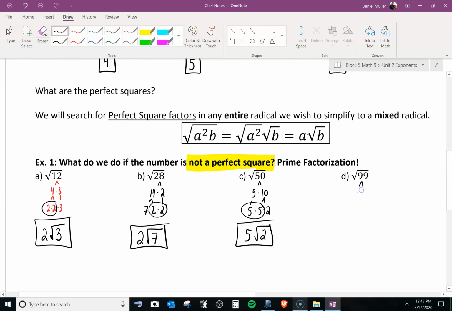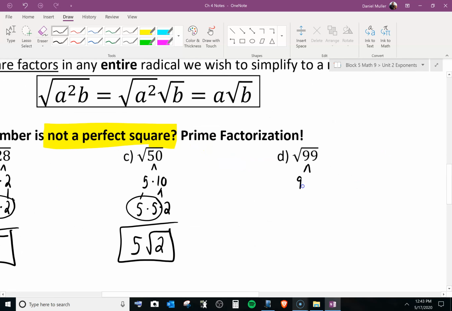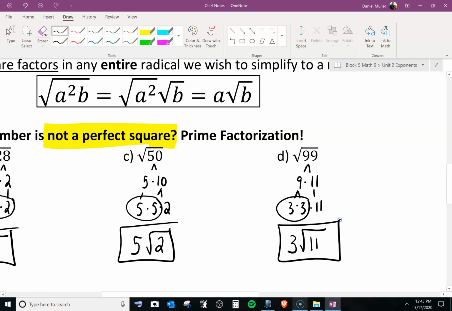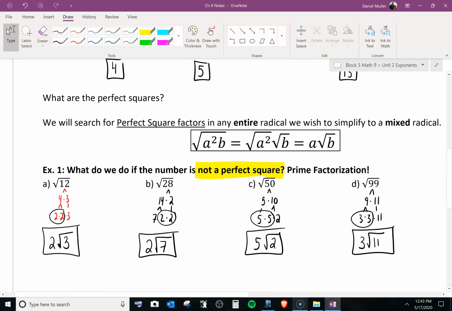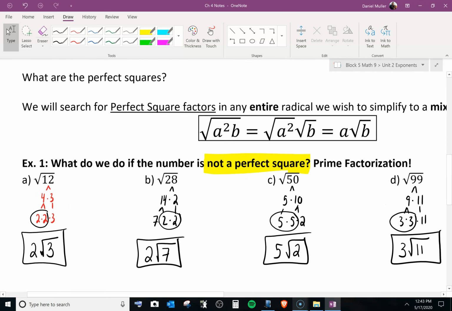99. 99 is going to be, I guess, 9 times 11. 9 is 3 times 3, and you can carry down the 11. There's a pair of 3s, so 3 comes out, and the leftover is just the 11. So I'll zoom out here. I know I did a lot of talking at the beginning, but the idea here is we're going to use the prime factorization trees. Any pairs, we'll take out a pair. Notice that when I took the 2's out, I didn't write 2 times 2 out in front. I just wrote a single 2. Here, I didn't write 5 times 5 out in front to be 25. I just wrote a single 5. And that will always be the case.